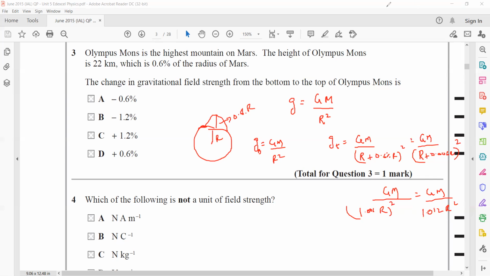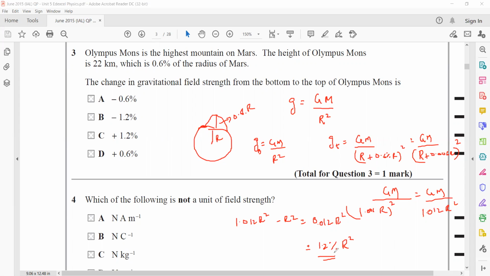We need the difference. Basically the change in the value of the radius will decide the difference in the value of g. So when we take the difference of these two values, 1.012 R squared minus R squared, the difference comes out as 0.012 R squared. And in terms of percentage, when we convert it, it will be 1.2% of R squared.